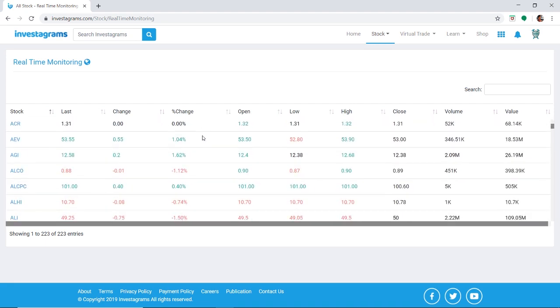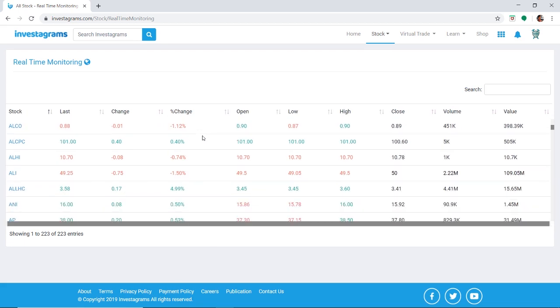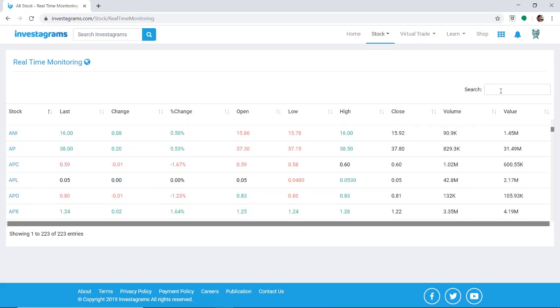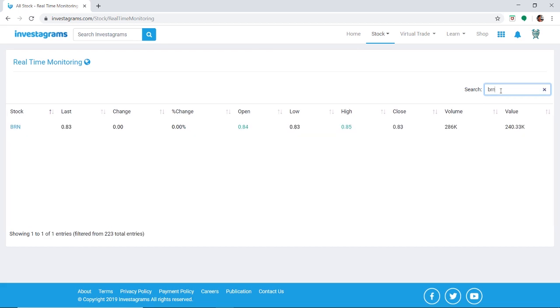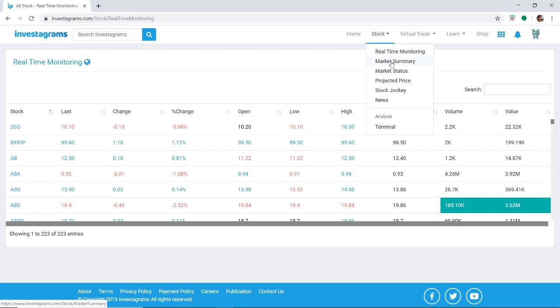Right, so if you just want to quickly look at all of the stocks, or you want to look at a specific stock, you can take a look here. You can search for what stock you want, let's say BRN for example. So there you go. Next, the market summary.